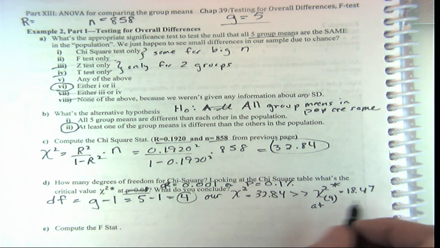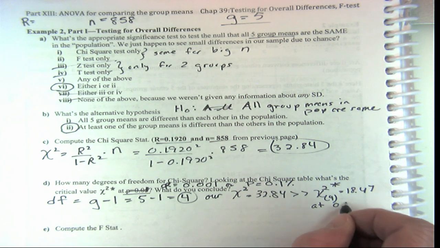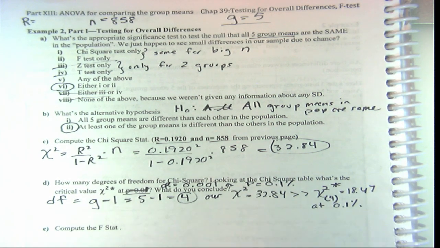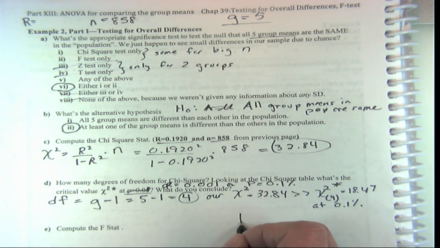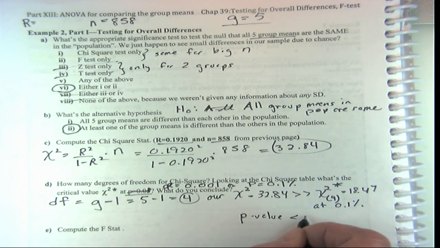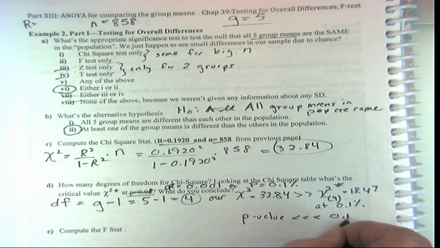Okay, so this is at 0.1%. So since this is bigger, our p-value is what? Our p-value is a lot smaller than even 0.1%.